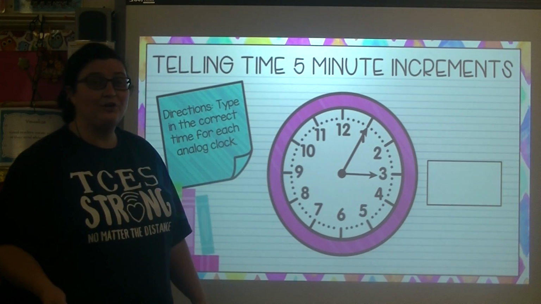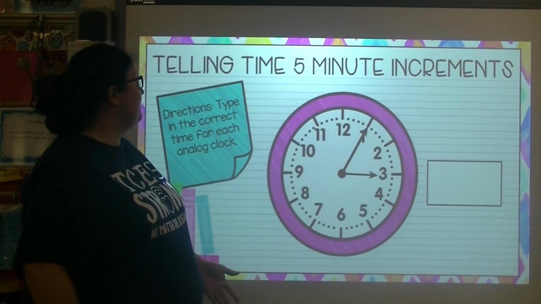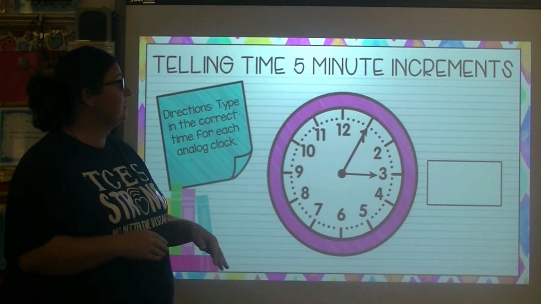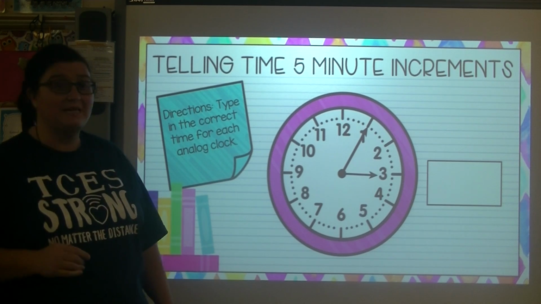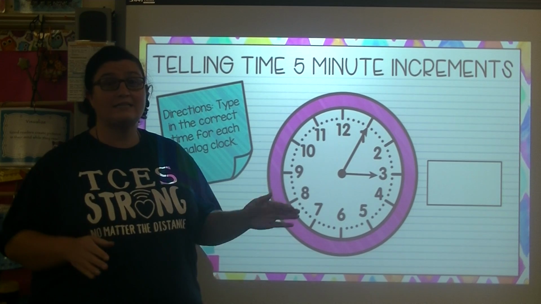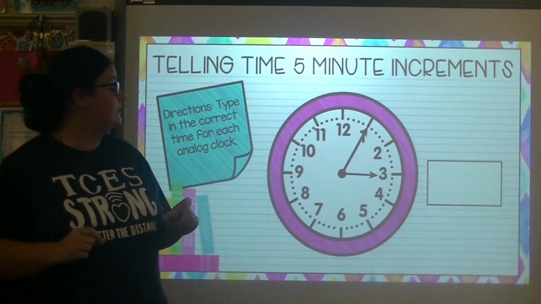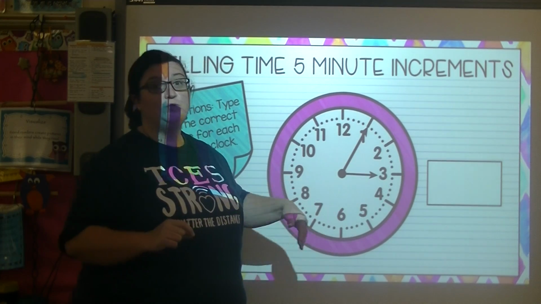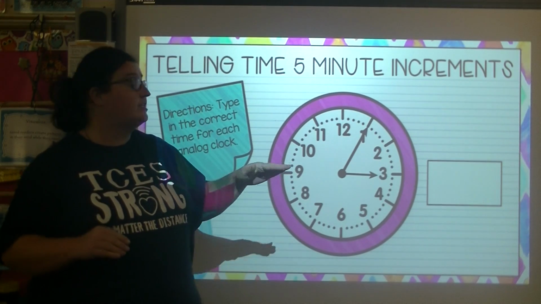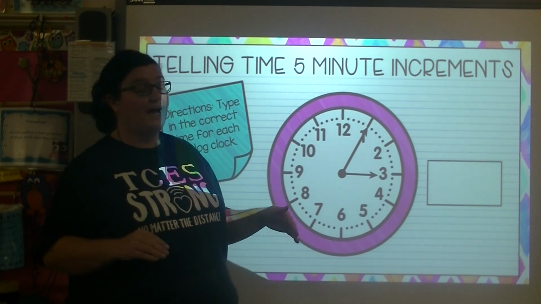Girls, we're going to continue to work on time to the 5 minutes. So you just watched the Number Rock song on time to the 5 minutes. All right, so we're still looking at the hour hand in the same way. Remember, your hour hand moves slowly in 60 minutes between two numbers. You're always going to go back to the number that it has just passed.